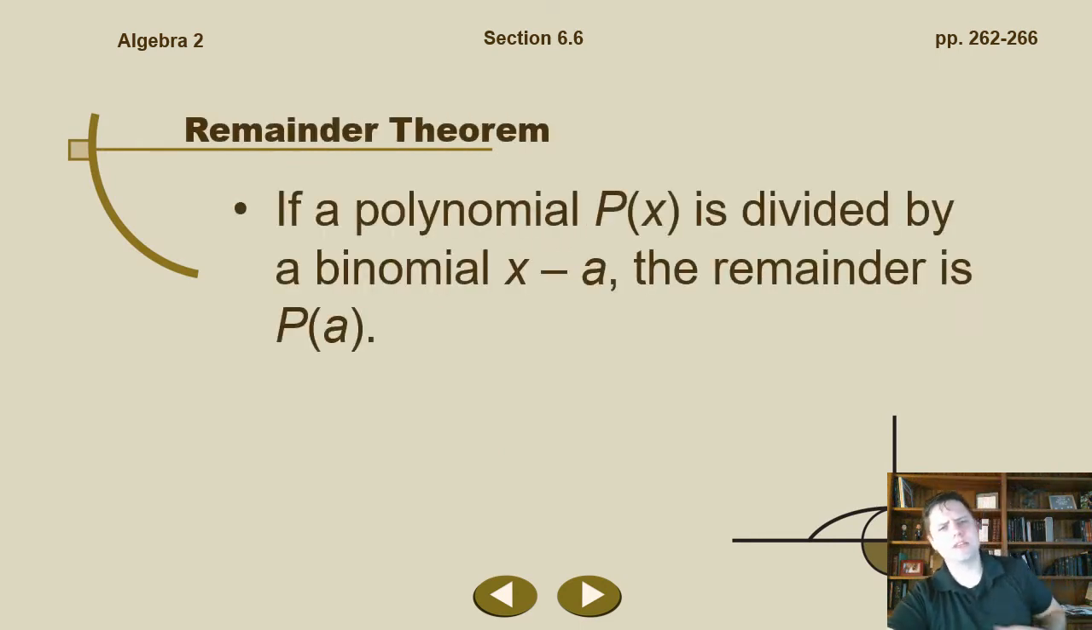Now, the remainder theorem says if a polynomial p of x is divided by a binomial x minus a, the remainder is p of a. In other words, if we divide a polynomial by this binomial x minus a, when we plug that a value into the equation itself, the result is the remainder of the division. This becomes important. It's an important principle. It will allow us to figure out how to factor some difficult polynomials otherwise. Let me show you how.